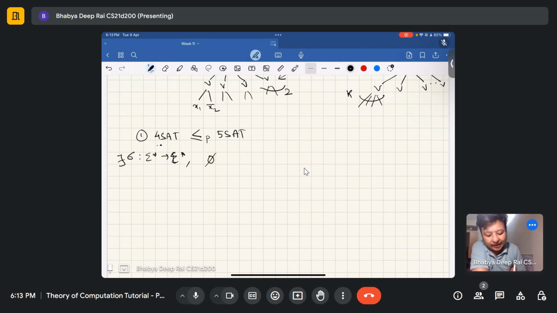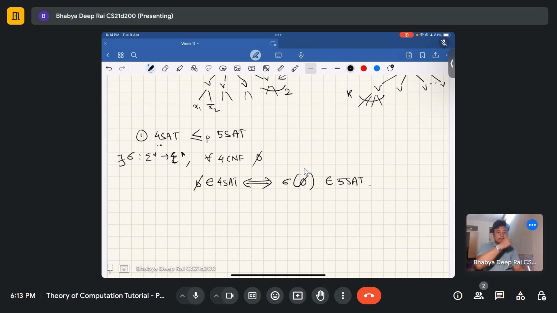I'll talk about a formula phi. For all phi, that's all I'll say. For all 4 CNF phi, if phi is in 4 SAT, it is satisfiable if and only if sigma of phi is in 5 SAT. So this is the actual reduction. This is what we need to show.